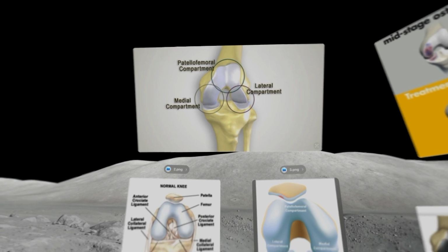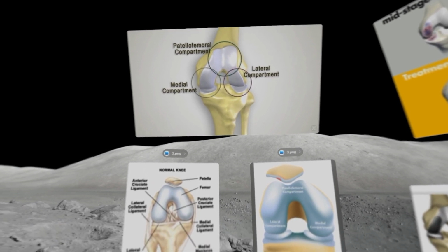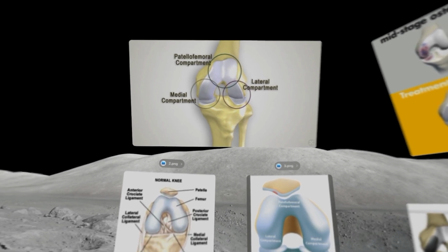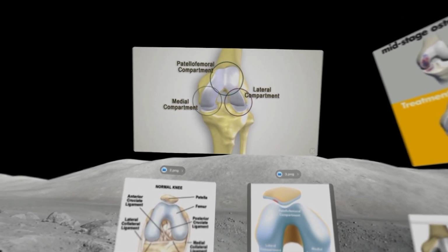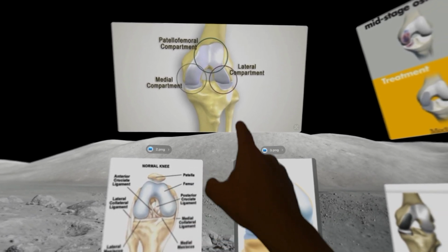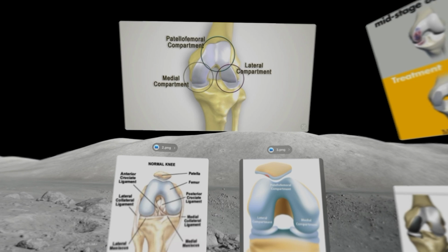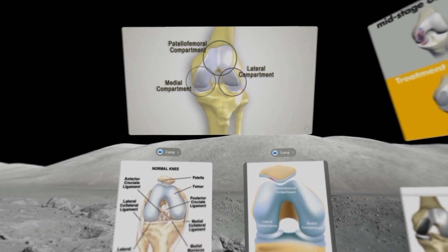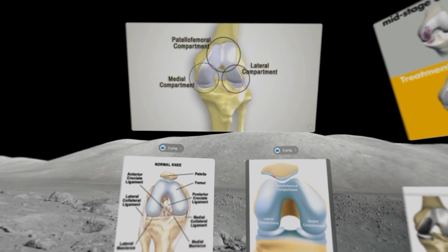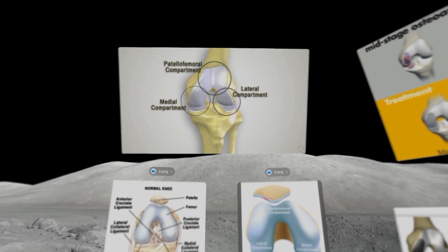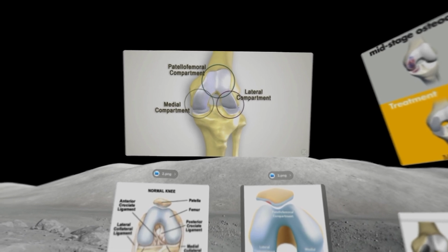In this video, we're going to discuss the partial knee replacement. In order to understand what a partial knee replacement is, we first need to understand the different compartments of the knee. So we have the medial compartment on the inside of the knee and the lateral compartment on the outside of the knee. The medial and lateral compartment are formed by the articulation of the femur, the thigh bone, on the tibia, the shin bone.